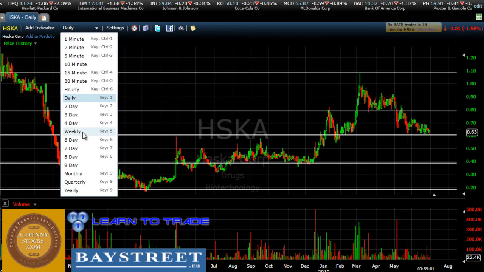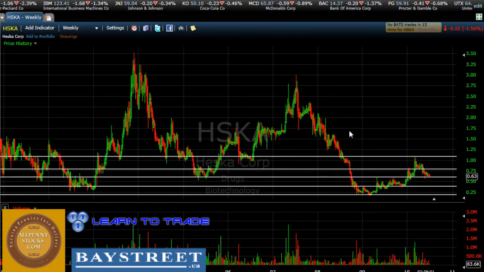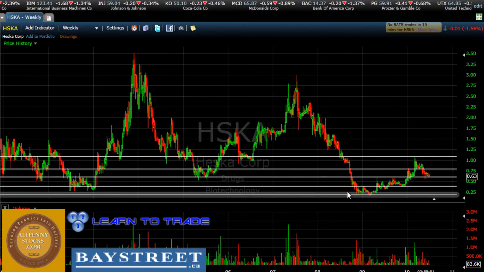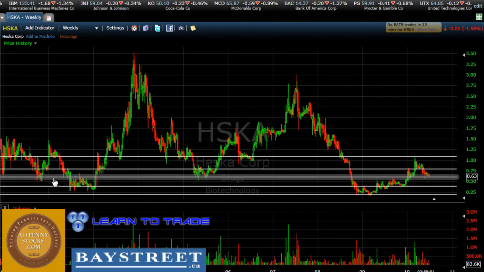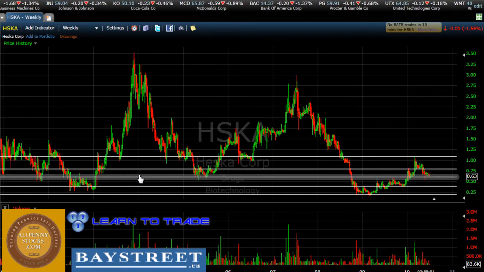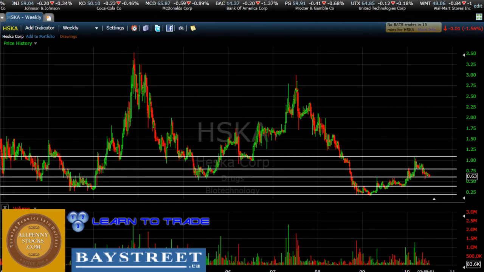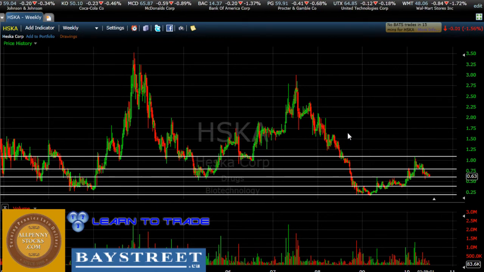Let's zoom out one more time and look at the weekly chart. We can see basically the stock has responded to all of these areas of support and resistance that we've drawn all the way back since 2002 and 2003. So they are very strong areas of support and resistance, and I would be very surprised if the stock did not at least temporarily retrace or obey these areas of support and resistance.